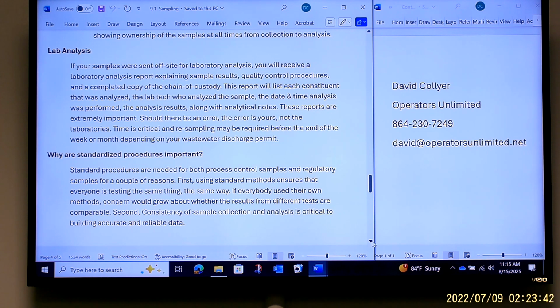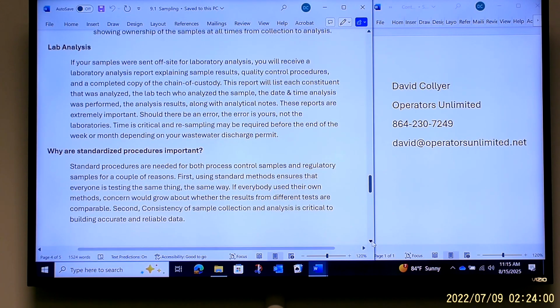These reports are extremely important. Should there be an error, the error is yours, not the laboratory's. Time is critical, and resampling may be required before the end of the week or month, depending on your wastewater discharge permit.